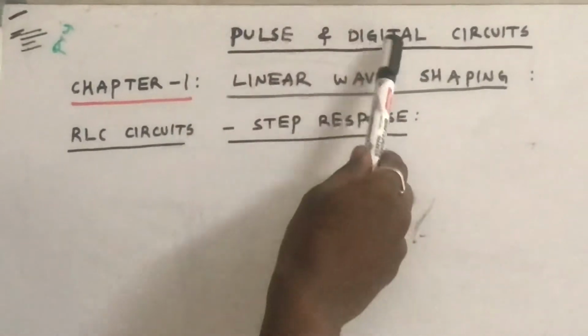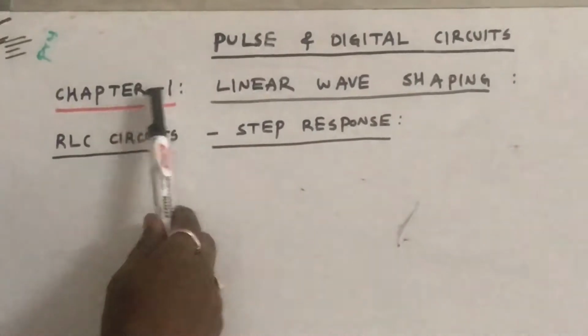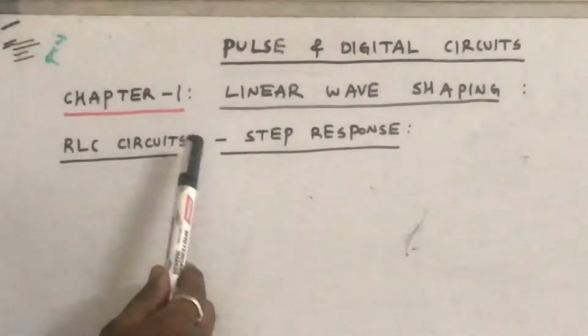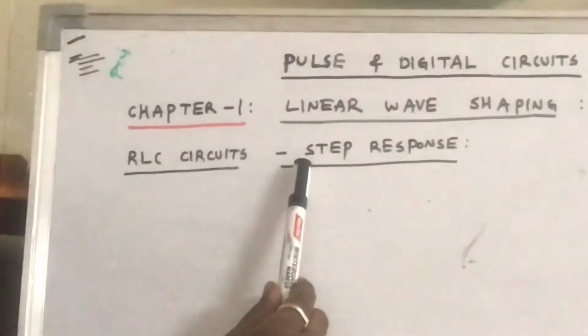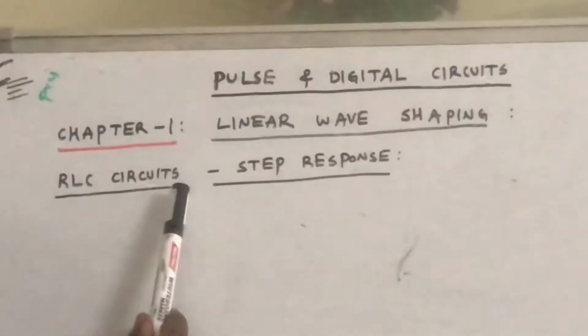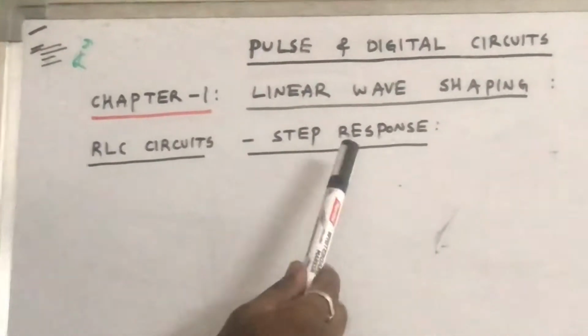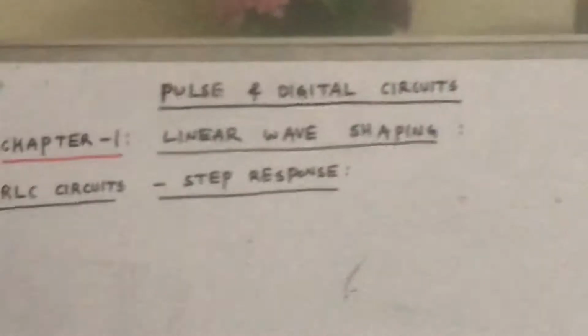Welcome to the series of video lectures on pulse and digital circuit subject. So we are discussing chapter 1. The name of the chapter is linear wave shaping. In this chapter, we have seen in the previous lecture the step response of RLC circuits for critical damping case. Today, in this session, we will derive the step response of RLC circuits for underdamped case.